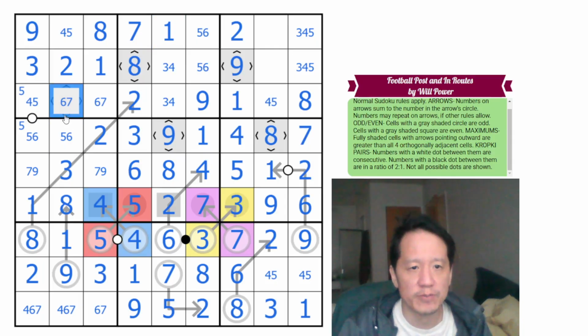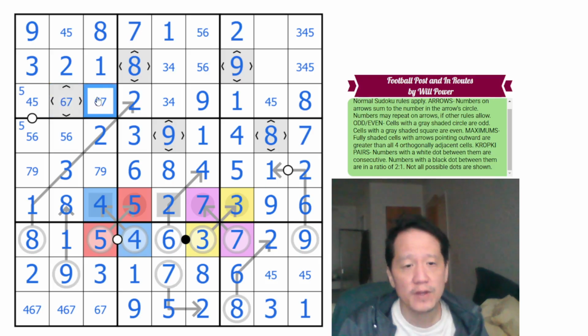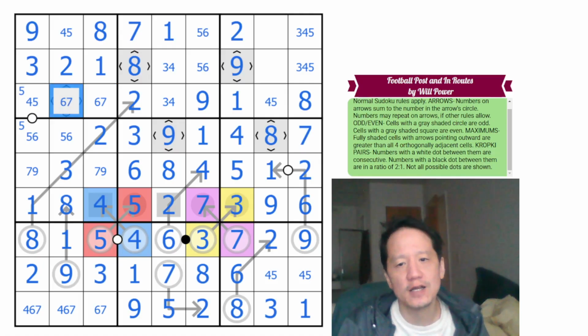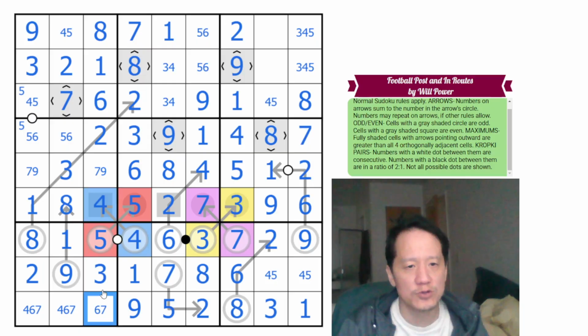This has to be a 7, because if it were 6, that would force this to be 7. Which is greater than that, which is not allowed by the maximum rule. So this must be 7, which makes that a 6. This can't be 6 anymore, so that makes that 7, which makes that 9, which makes that 7. So neither of these can be 7.